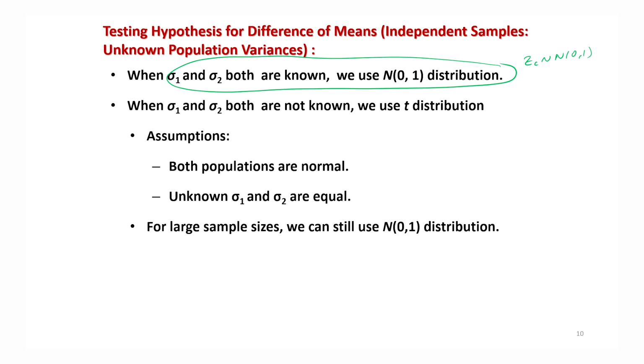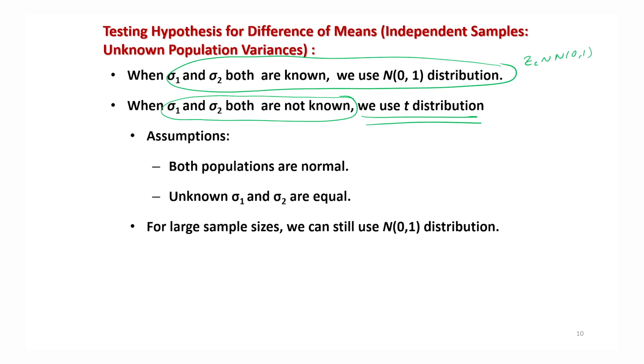Now we are going to assume that both sigma 1 and sigma 2, or sigma 1 square and sigma 2 square, are unknown. And in this case, we are going to use the T distribution. That means whatever our statistic is, it is going to follow a T distribution. Now, this is a similar case.